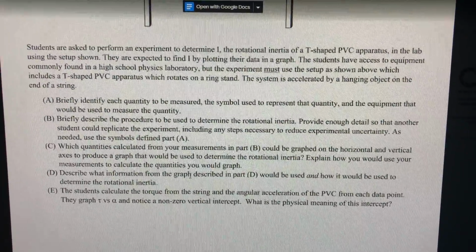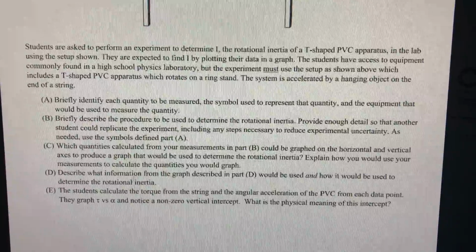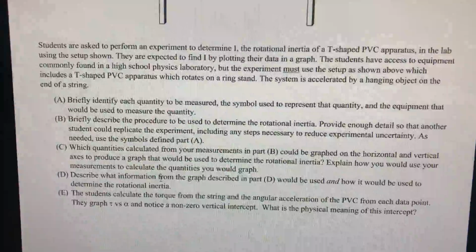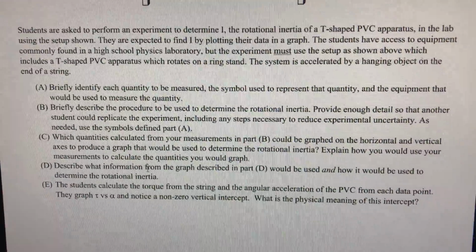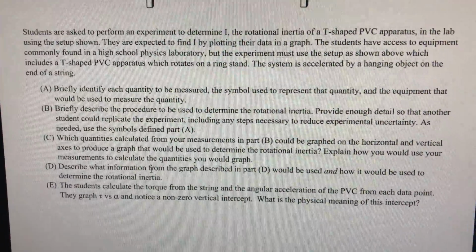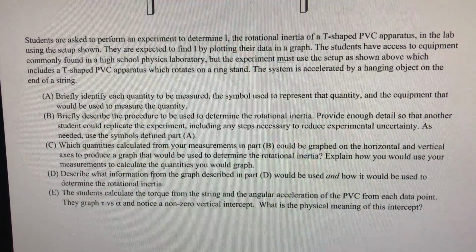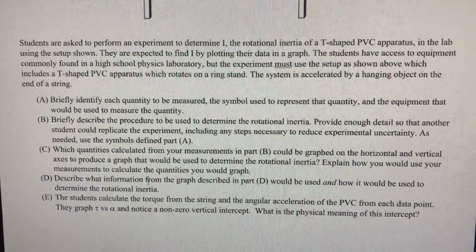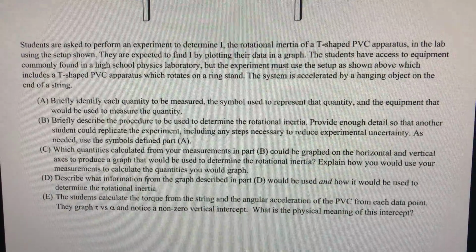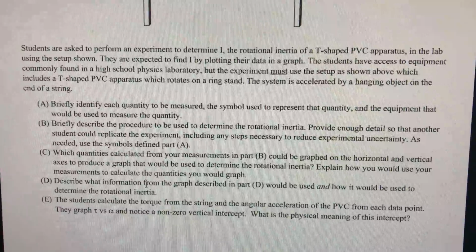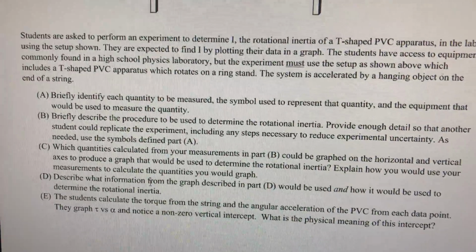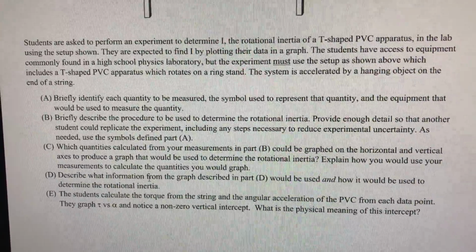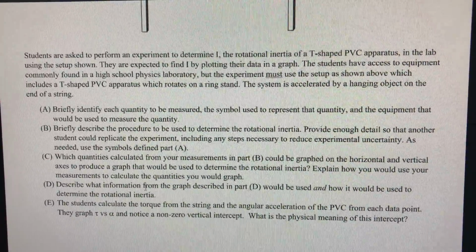Describe what information from the graph would be used and how it would be used. So again, this is just going into detail and saying, because this equation relates this and this to rotational inertia, I can graph this versus this, and the slope of it, or whatever it is that you end up doing, something from your graph. Usually the slope is going to be the preferable one, because if you can graph like force versus acceleration, you can get a slope of your mass, etc. Okay.